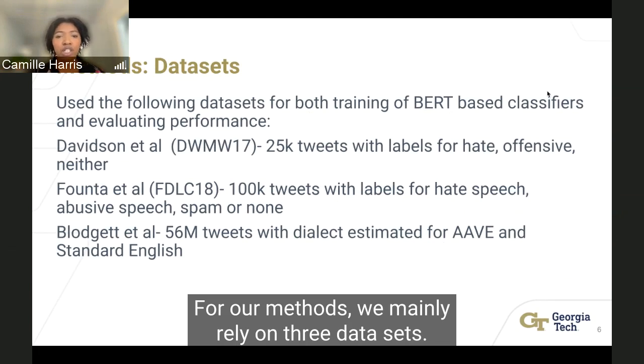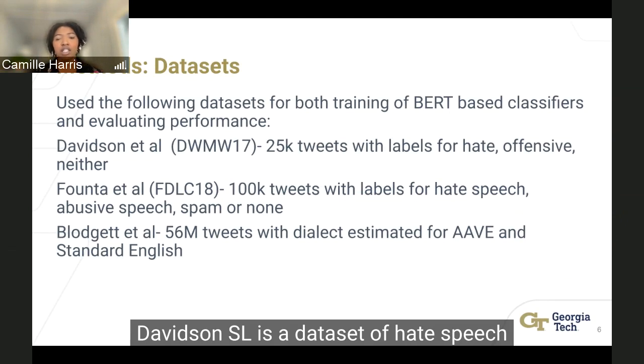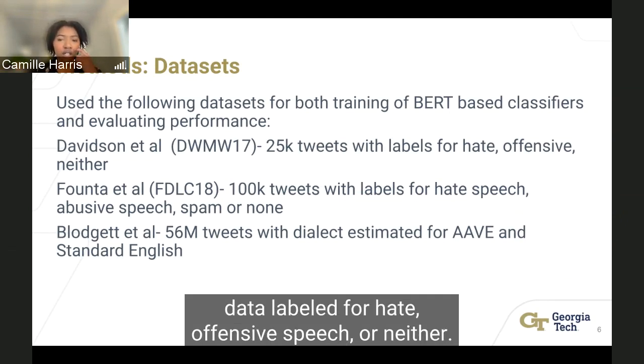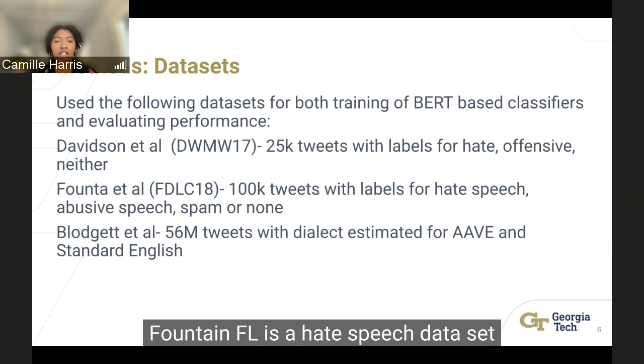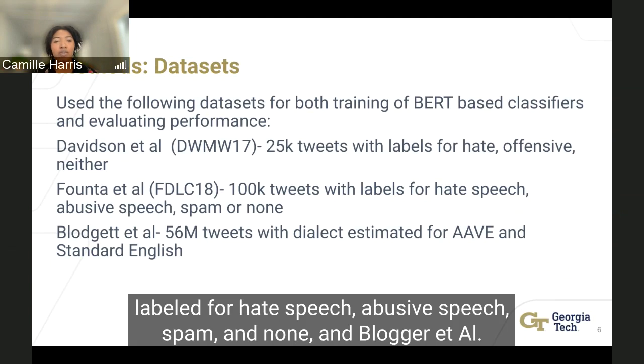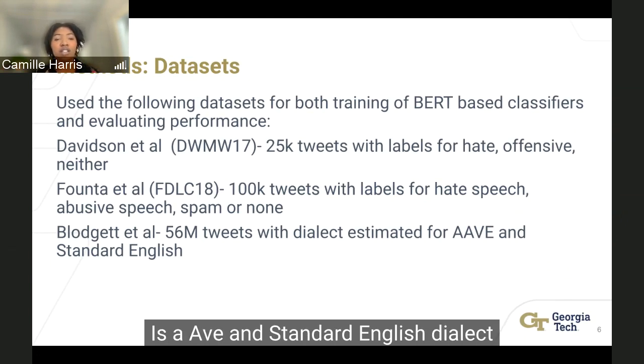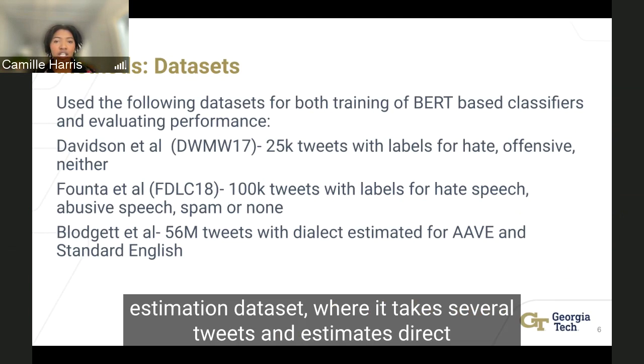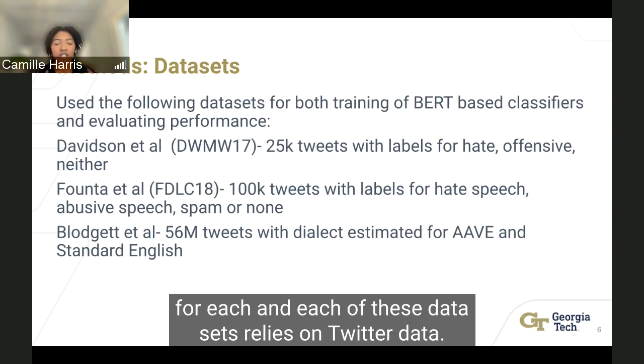For our methods, we mainly rely on 3 data sets. Davidson et al. is a data set of hate speech data labeled for hate, offensive speech, or neither. Founta et al. is a hate speech data set labeled for hate speech, abusive speech, spam, and none. And Blodgett et al. is an AAE and Standard English dialect estimation data set where it takes several tweets and estimates dialect for each. And each of these data sets relies on Twitter data.